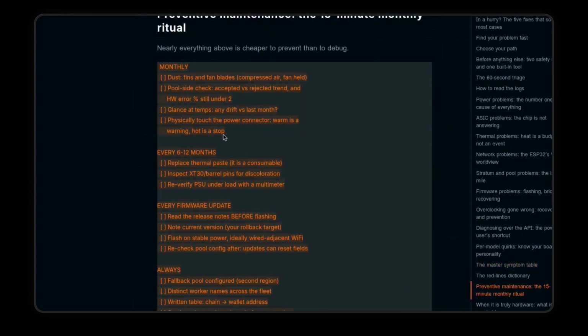Moving into preventive maintenance, most hardware failures are actually avoidable with this simple 15-minute monthly ritual. A short, consistent routine keeps your home miner healthy and helps identify potential issues before they become critical.